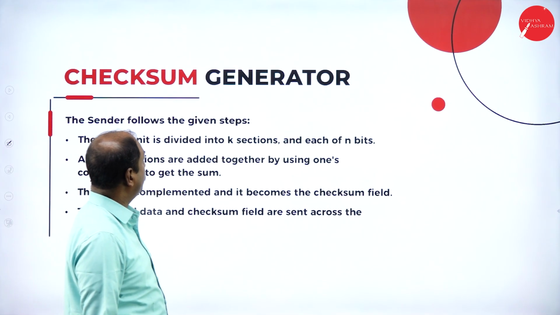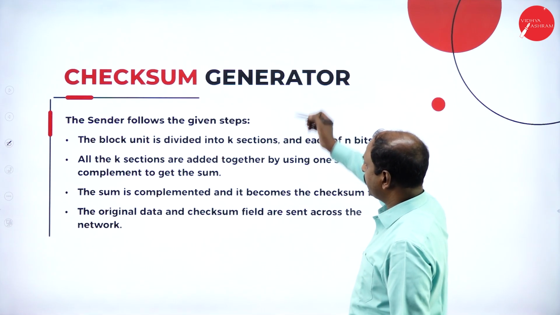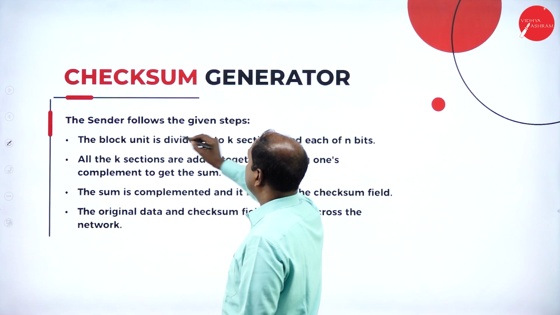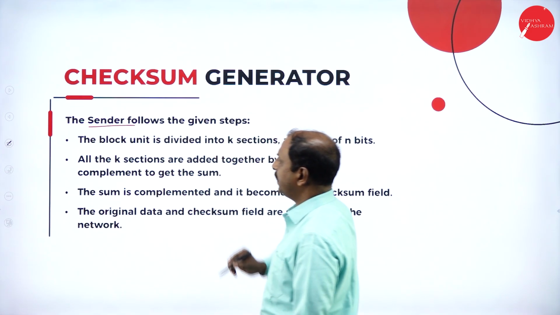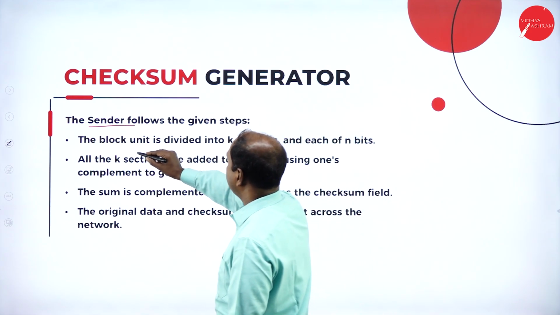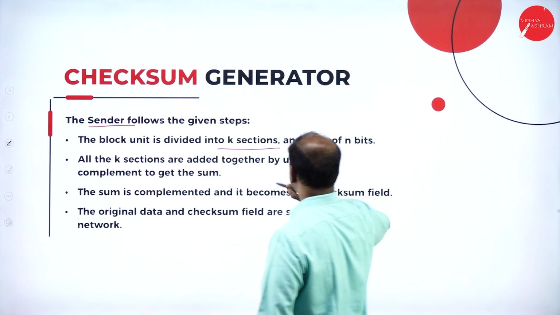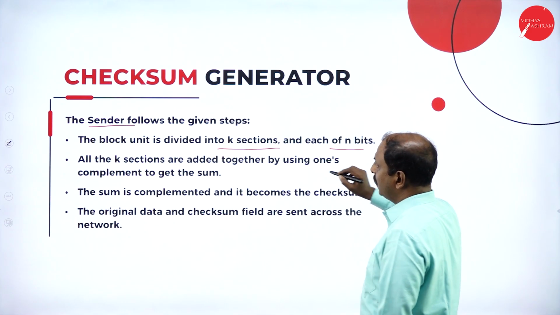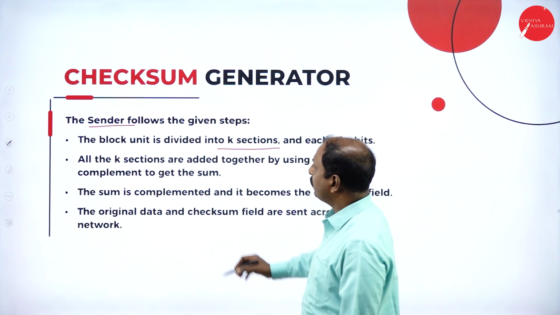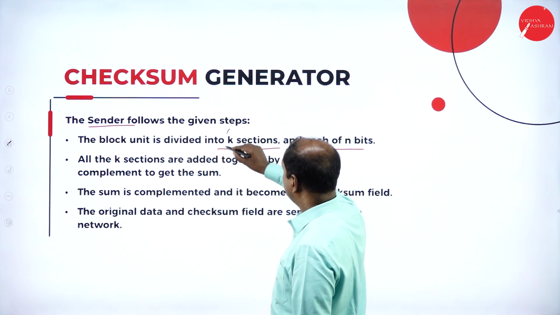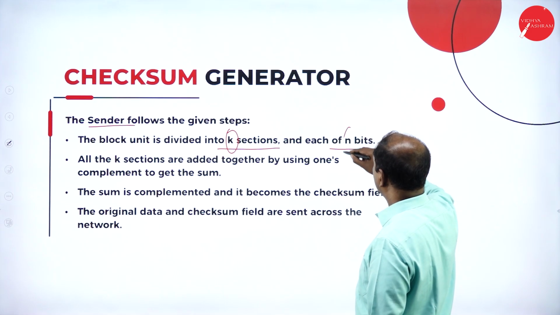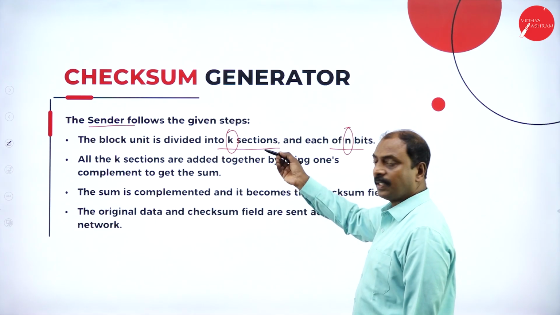Now let us see the definition of this. The checksum generator follows this procedure at the sender end. Here the block unit is divided into k sections, each of n bits. So the block of data is going to be divided into a number of sections, for example k sections, and each section will have n bits. So this is step number 1.